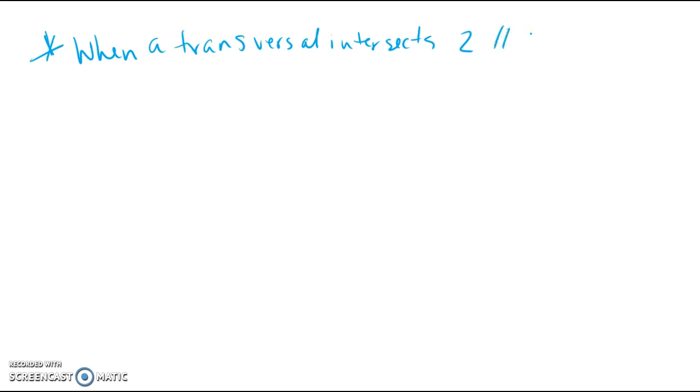Alright, so where corresponding angles and alternate interior angles get used is with the following rule. So this is very important. When a transversal intersects two parallel lines, the corresponding angles are congruent. So remember, congruent means that they are the same.